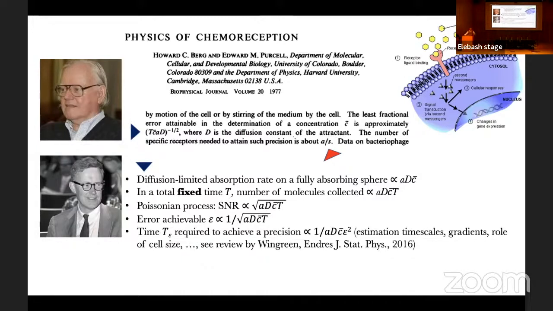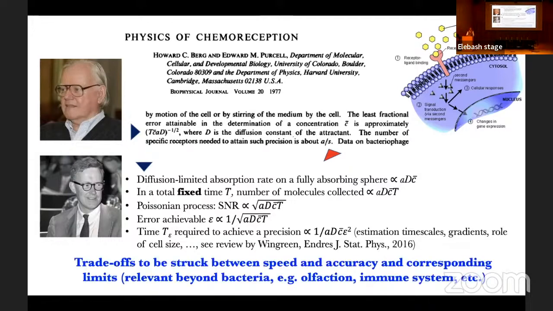Out of this, via the standard stuff, you can estimate the time T which is going to be required. You invert the relation and you say, what is the time which is required to achieve a certain precision? And this is going to be the expression that you have on the board. But this time, remember, it's fixed. And it's been used to estimate time scales, gradients, the role of the cell size, and so on.